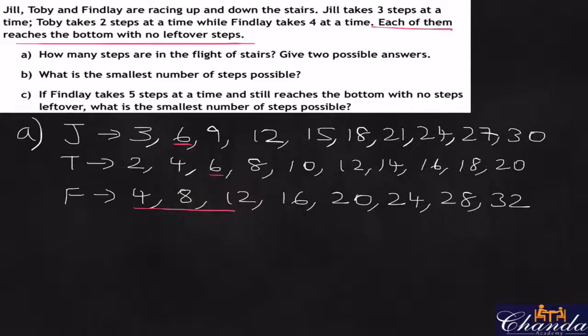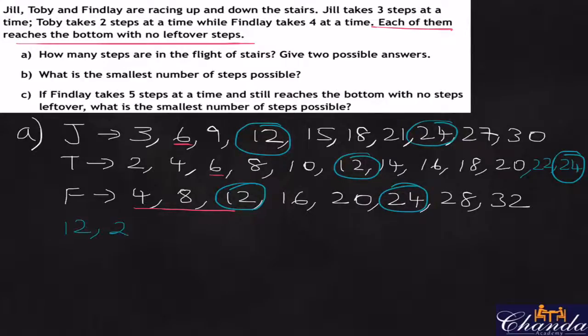So we need to find the lowest common multiple, or common multiples, between 3, 2, and 4. So the very first one I can see here is the number 12, which appears in all 3 of these sets. And the next one I can see is the number 24, which is here as well, and 24 comes up over here for the number 2. So 24 and 12 are 2 possible answers for the number of steps in the flight of stairs.